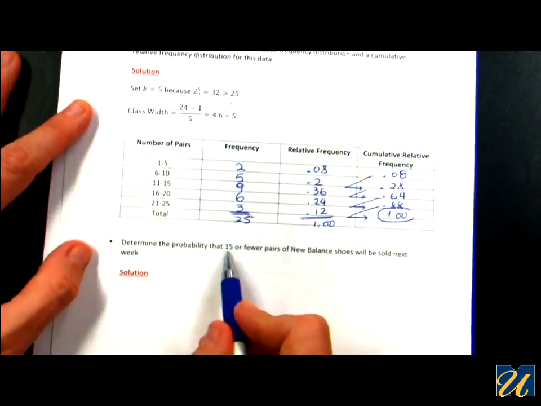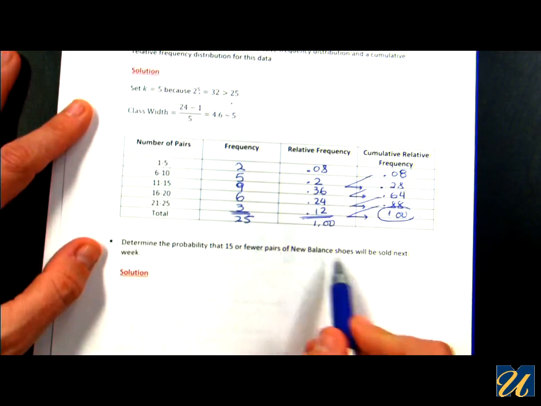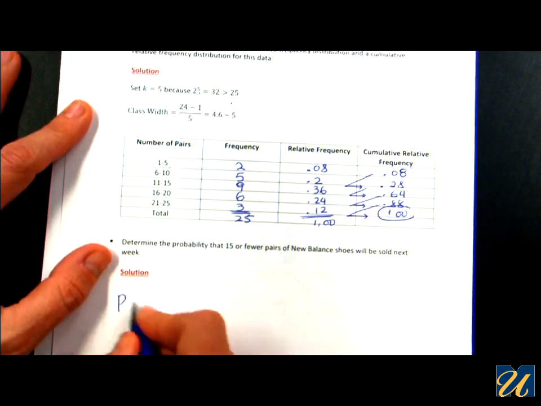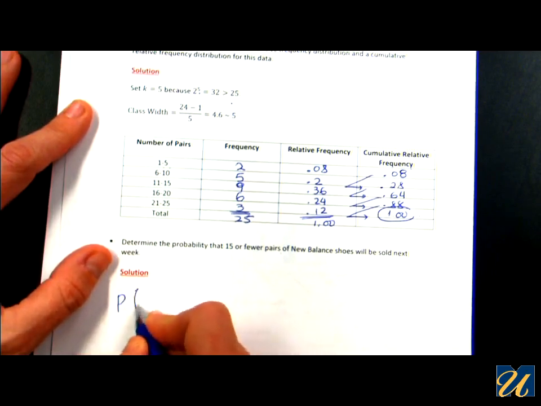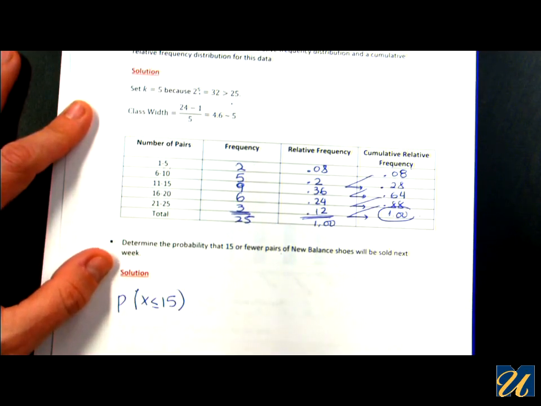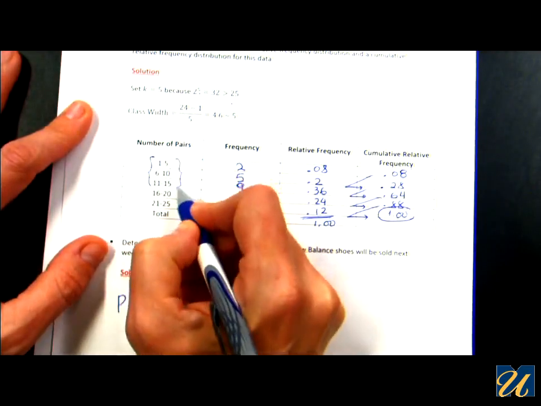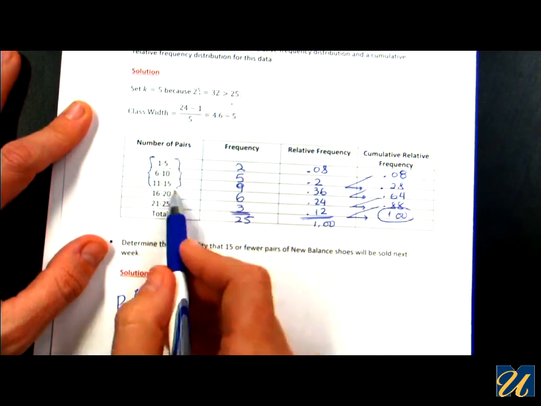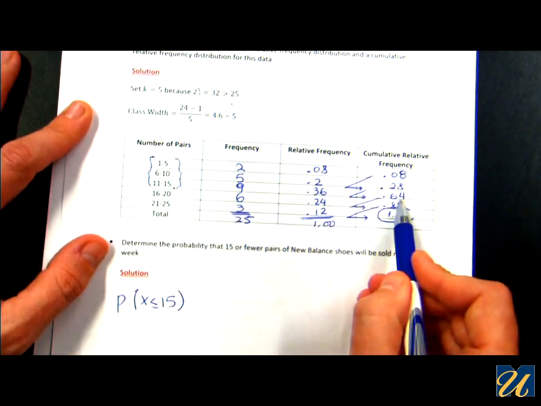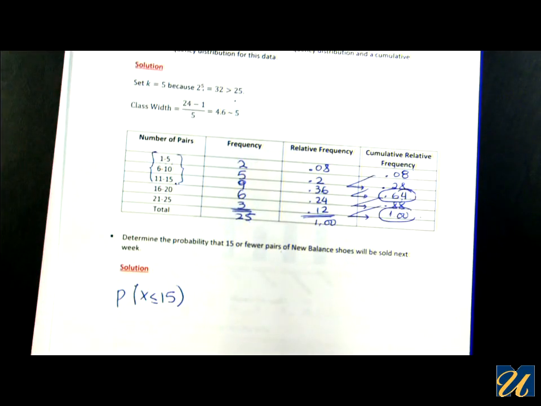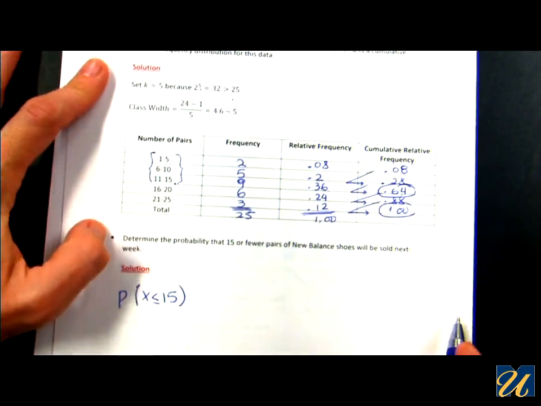Determine the probability that 15 or fewer pairs of New Balance shoes will be sold next week. So, determine the probability that X will be less than or equal to 15. Basically, you are looking for the cumulative relative frequency of the third class. The third class ends at 15, so you can check directly the cumulative relative frequency for this class, or you can simply add the corresponding probabilities.